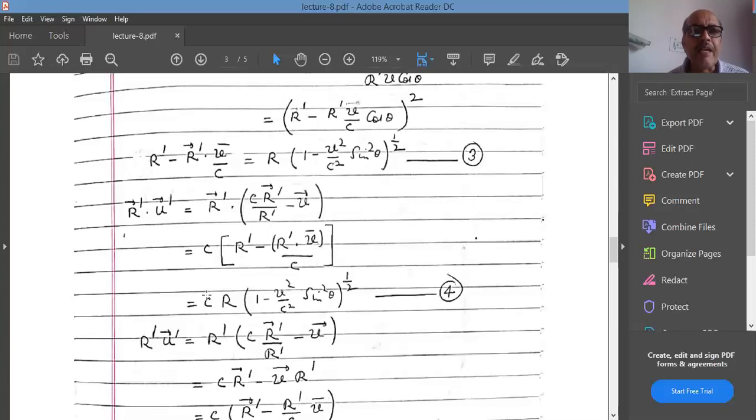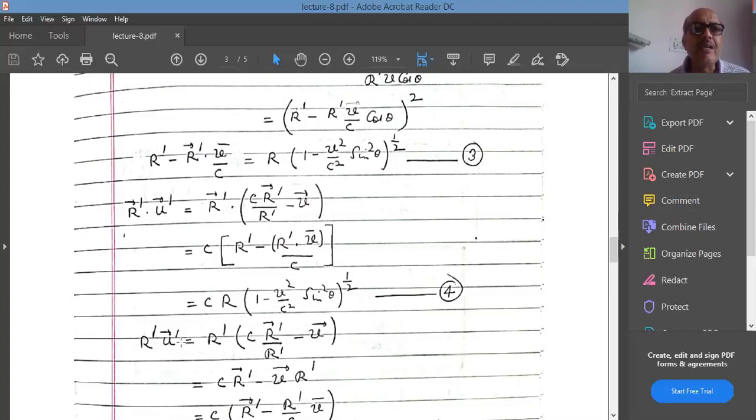And equation number 3, if you look at here, gives us the value of this term. So that is what we are doing, that is c as it is, and the value of r dash minus r dash dot b upon c, this r dash will also be a vector. This is equal to r into 1 minus b square upon c square into sine square theta. So we can put it here, and this becomes now equal to r into c into 1 minus b square upon c square sine square theta to the power of half. So this is the value of the denominator of the electric field term.